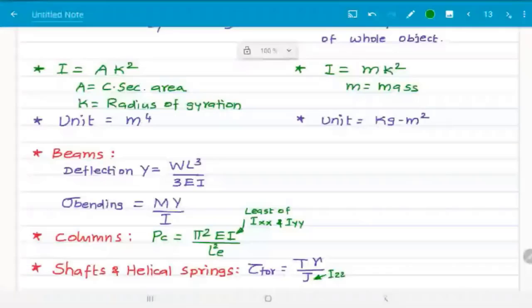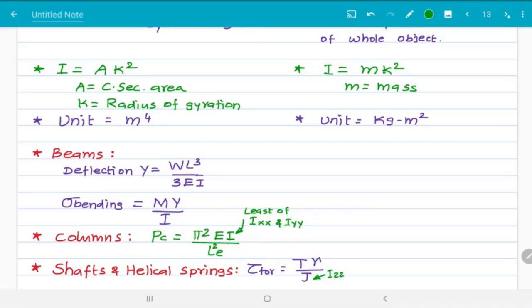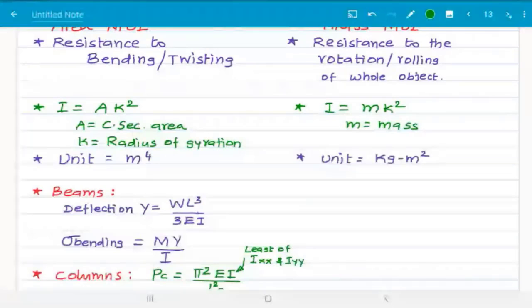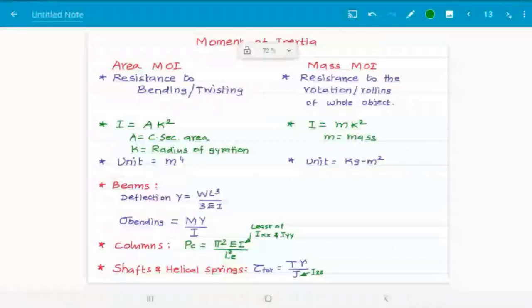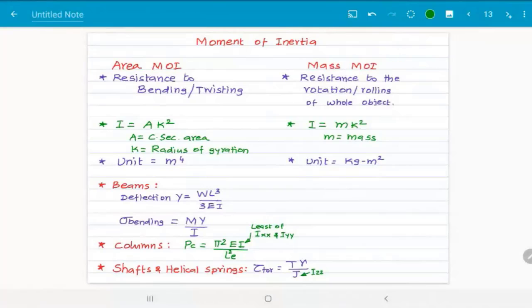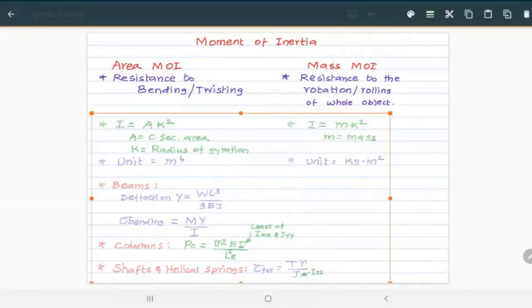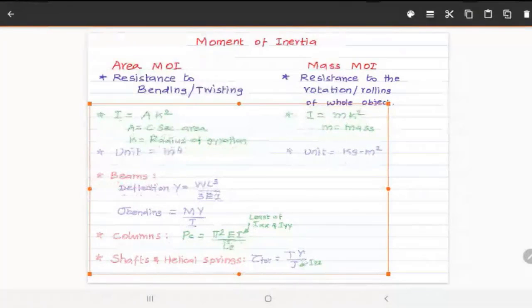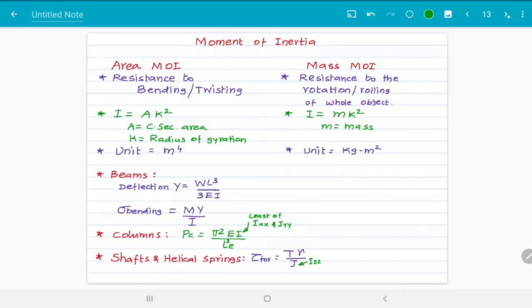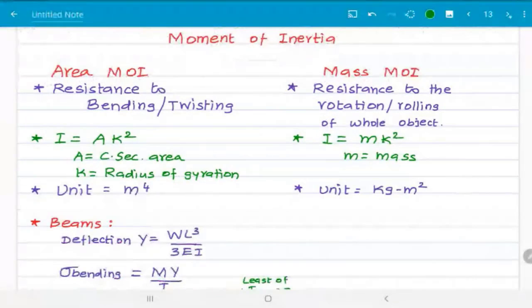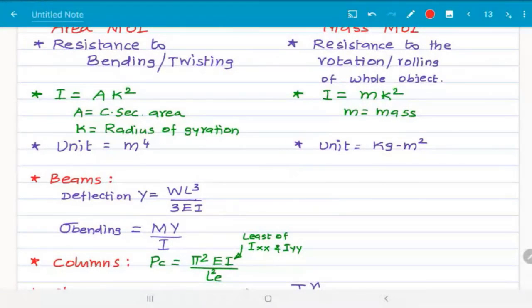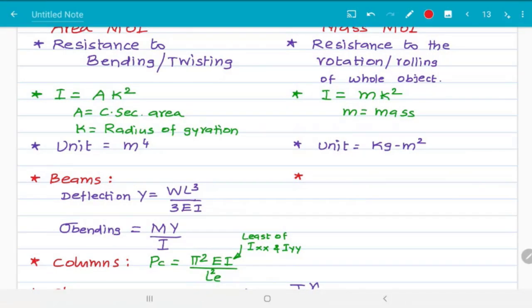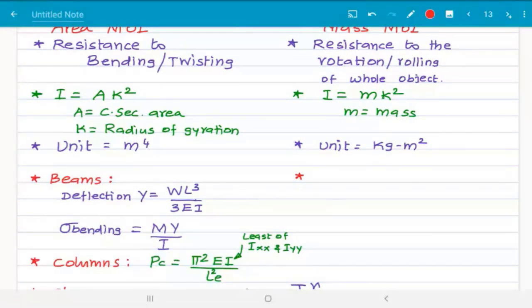Okay, right. So this is about applications. Now, I will complete this in a minute. Then the application for mass moment of inertia: in case of pendulums, any type of pendulums, we will use D'Alembert principle.